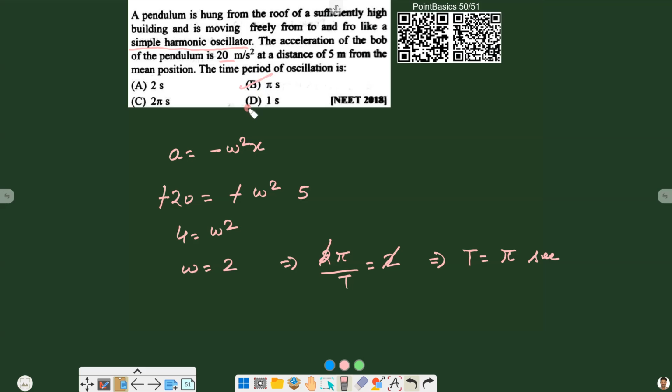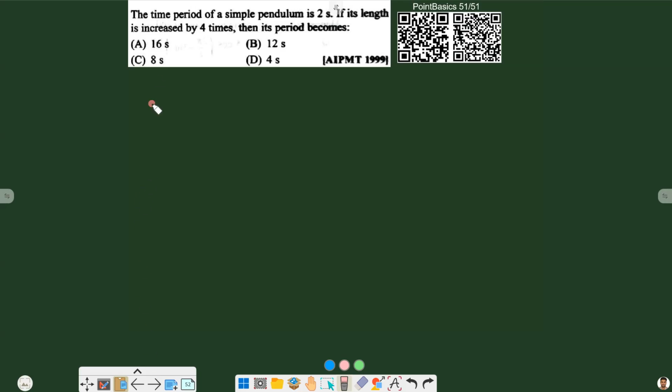Let's move to the next question, and this will be the last question for this video and this chapter also. The time period of a simple pendulum is 2 seconds. If the length increases by 4 times, what does the time period become? Again it is a simple pendulum, so the time period is given by 2 pi under root L by g, and the length is increased by 4 times, so the new length is equal to 4L.